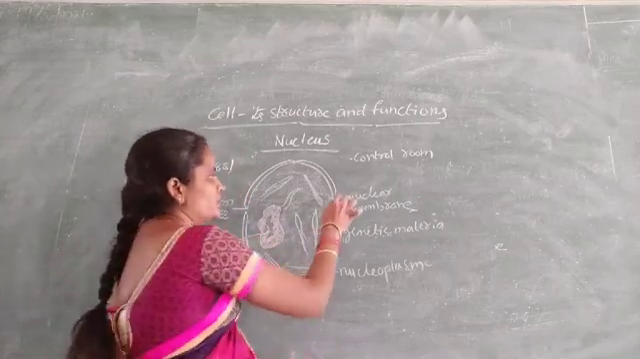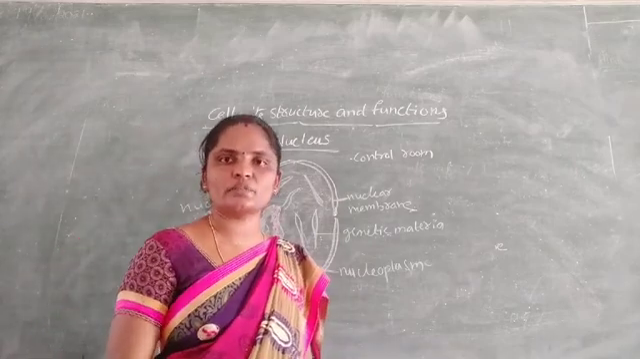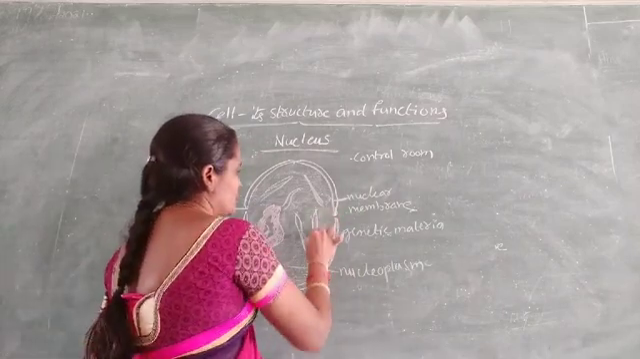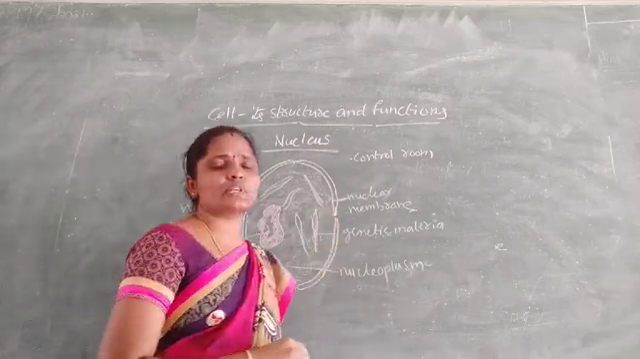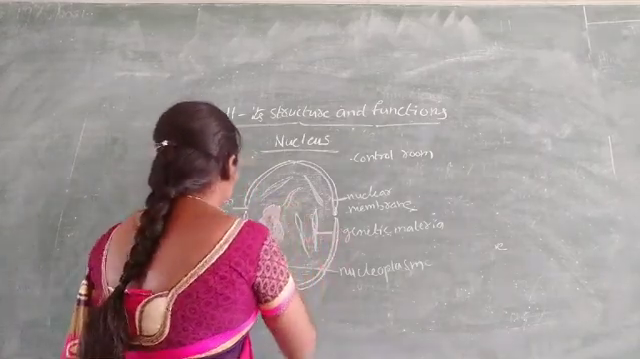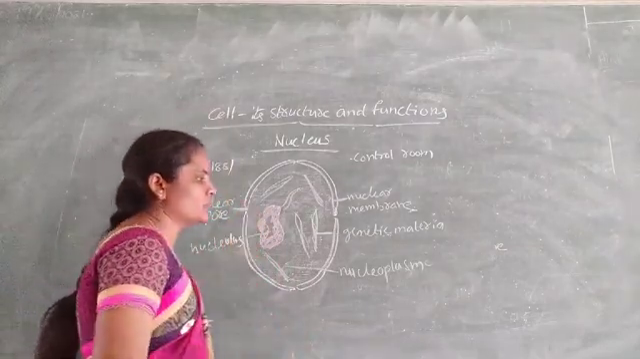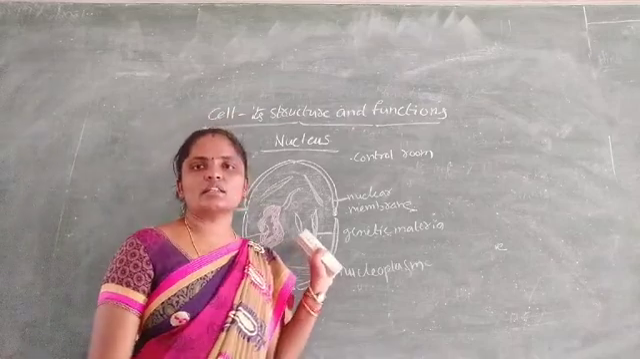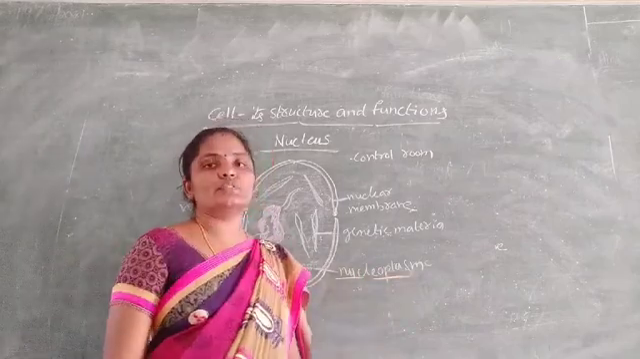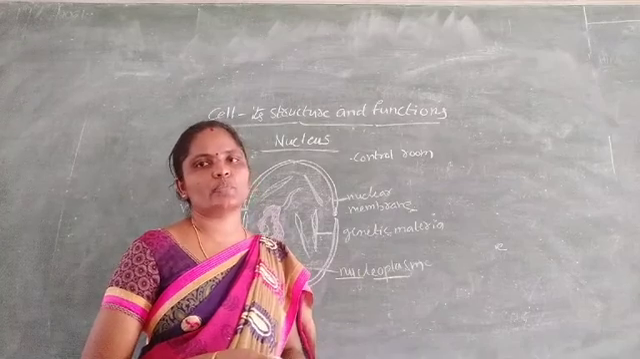Here you can find the nuclear membrane. Just like the cell membrane, here you can find this nuclear membrane, and you can find the genetic material which is present inside this nucleus. And this is a nucleolus, not nucleus, nucleolus, and it is the nuclear core. Just like in the cell, the fluid present inside the cell is called cytoplasm, here the fluid which is present inside the nucleus is called the nucleoplasm.